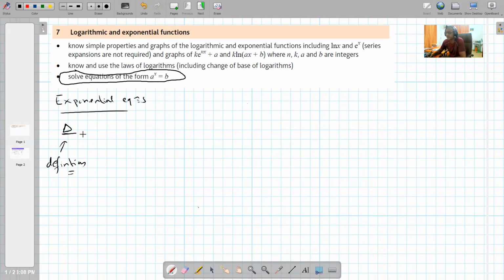Bien, an exponential equation is defined as an equation where the variable is an index. Le variable, c'est un power. Un index, c'est un power, ou bien un exponent. OK?